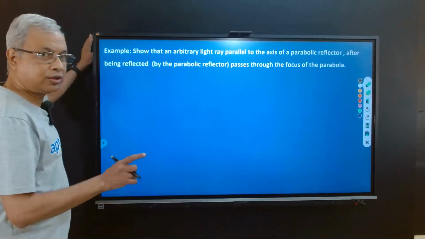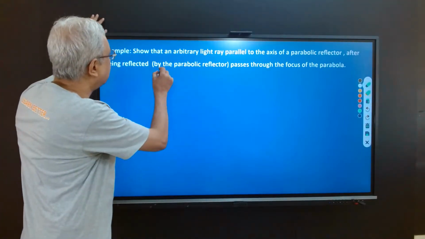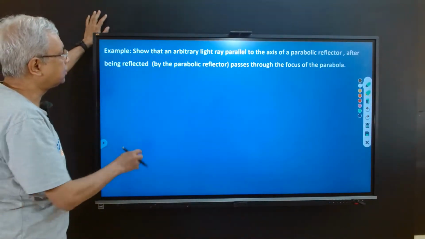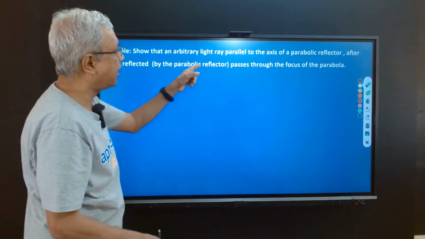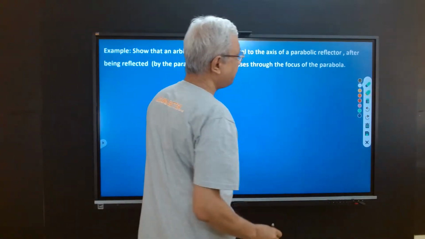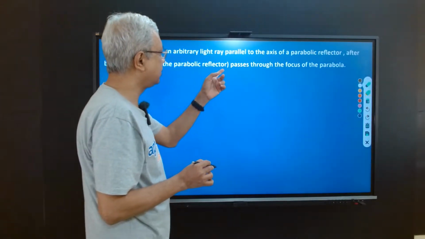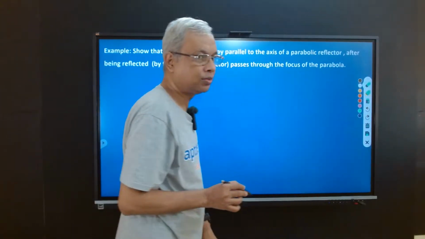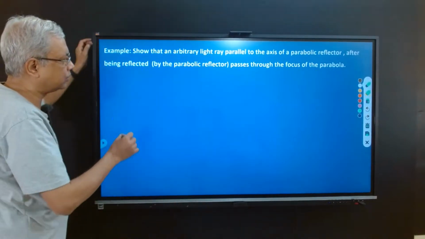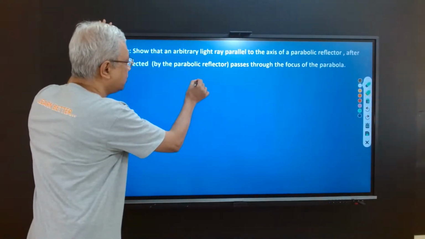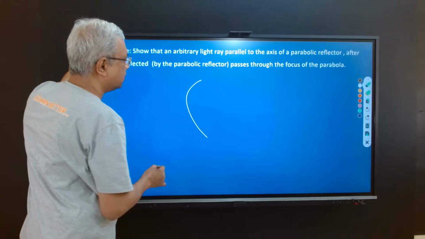Okay, just see, we are dealing with some problems on parabola. So this problem says, show that an arbitrary light ray parallel to the axis of a parabolic reflector, after being reflected by the parabolic reflector, passes through the focus of the parabola. So this is a very practical problem. See, this is a parabolic reflector.